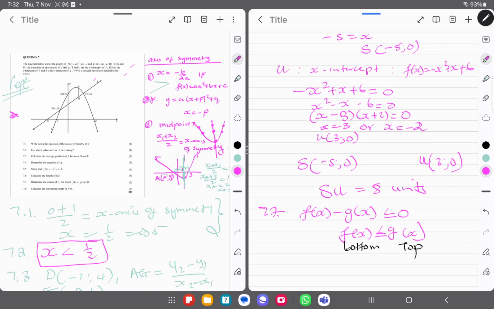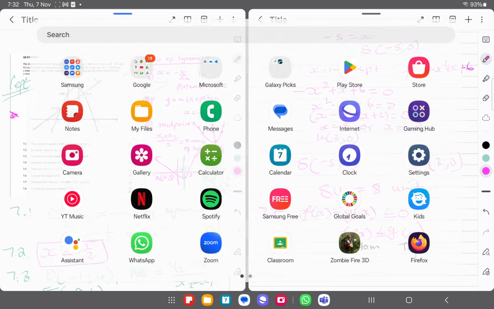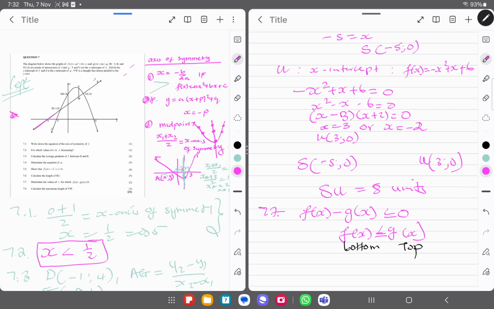So I'm going to look for that. Remember, we read from the left again. The pink one is the g of x, so it must be at the top. Where g is at the top: here it's at the top, it's at the top, it's at the top until there. Here it's f at the top, so after here, g is at the top again. Between negative 1 and 1, you can see it's f that's at the top. Are we clear?